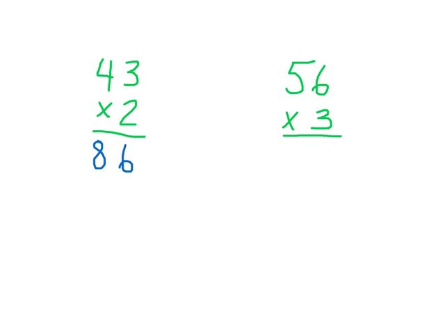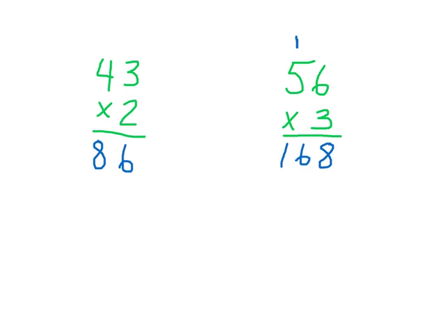When we do 56 times 3, we begin with 3 times 6, and we know that 3 times 6 makes 18, so I put the 8 down here, the 1 up here. Then I multiply diagonally. 3 times 5 makes 15, plus I add what was left over before, so 15 and 1 makes 16. So the answer to 56 times 3 is 168.